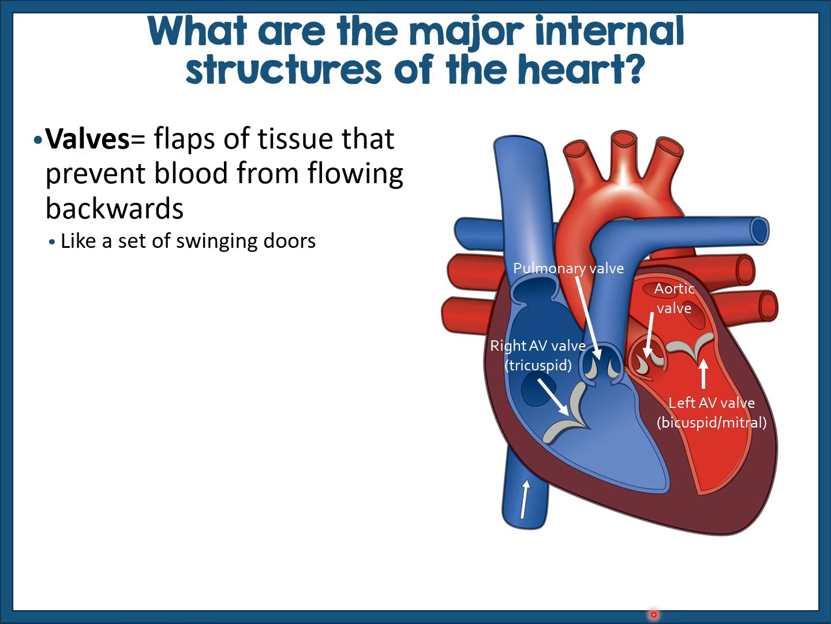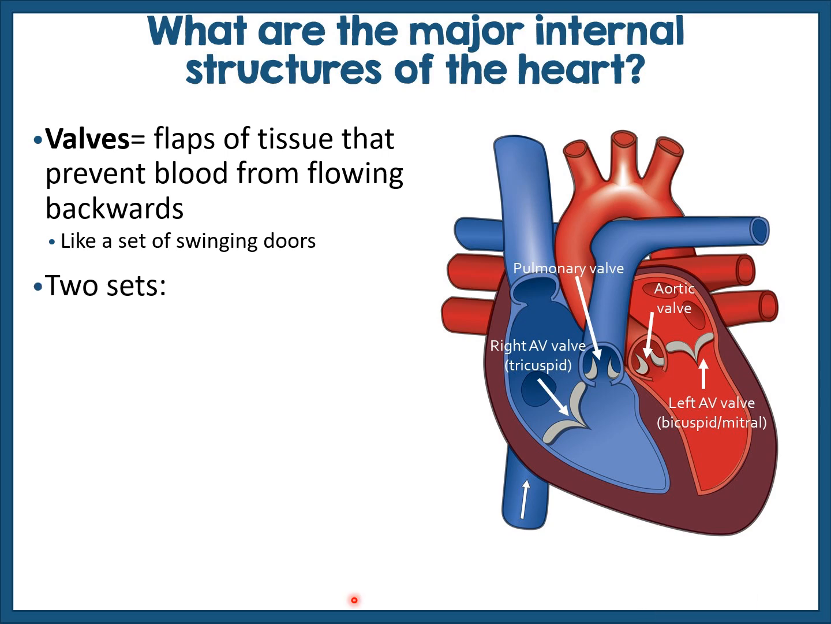And so there are some major internal structures of the heart, one of those being valves. And so valves are kind of like a set of swinging doors. They're going to allow the blood to only flow in one direction, and they're not going to be able to open the other way. And so this will prevent backflow when the heart pumps. Certain valves will open to allow the blood to go through, moving the blood forward. And of course, there are 4 valves.